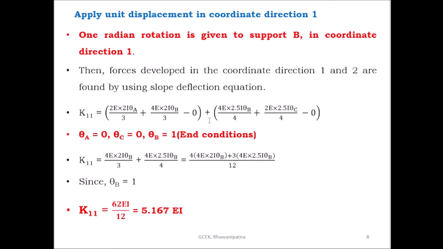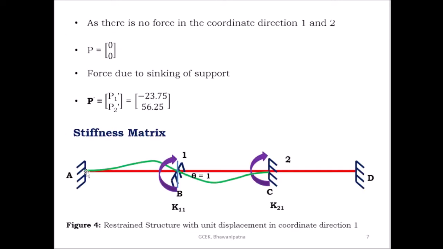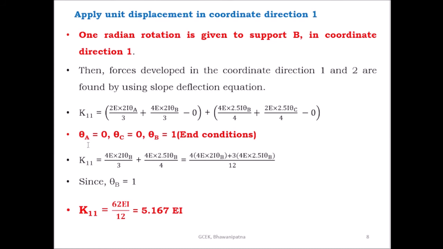But you know the end condition. So theta A is equal to 0, theta C is equal to 0 and theta B is equal to 1. So these are the end conditions. Then after putting the end conditions in this expression, then put theta B is equal to 1, then K11 is equal to 5.167 EI.